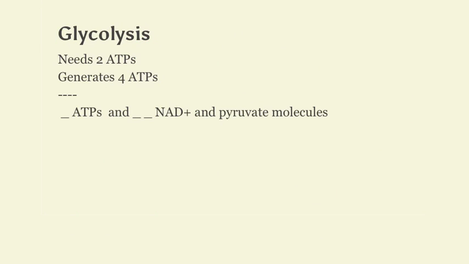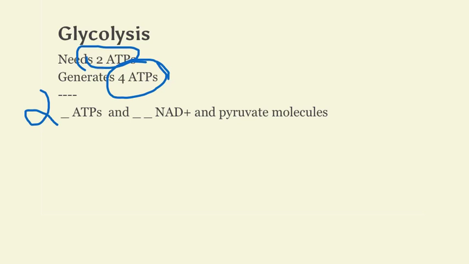So when glycolysis is done, it actually needs energy to run glycolysis. It needs 2 ATP to run, and it generates 4 ATP. So it produces 4, but it takes 2 to get it started. So what's our net result of ATP? Hopefully you don't have to be a math wizard here. It needs 2 to make 4. So it's only going to actually create 2 ATP when it's all said and done.